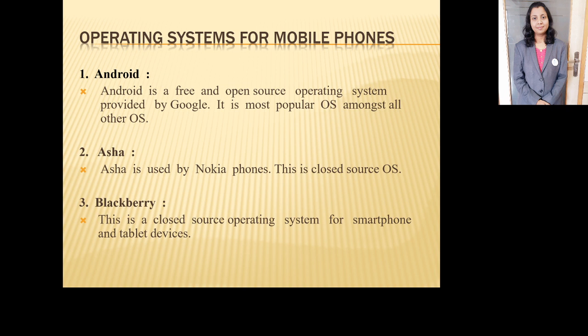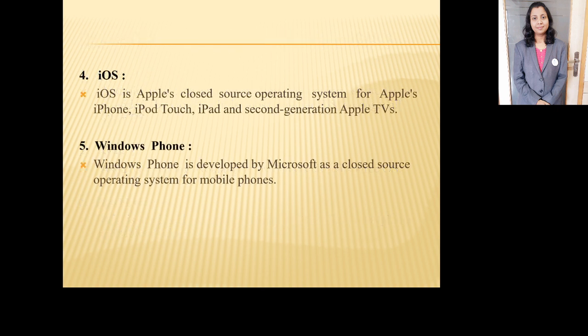Asha is used by Nokia phones. This is a closed source operating system. The code is not available to the public domain. Next is BlackBerry, a closed source operating system for smartphone and tablet devices. iOS is Apple's closed source operating system for Apple's iPhone, iPod Touch and iPad and second generation Apple TVs. In these devices you will get the iOS operating system. Windows Phone is developed by Microsoft as a closed source operating system for mobile phones. In many mobile phones you have Windows as the operating system.